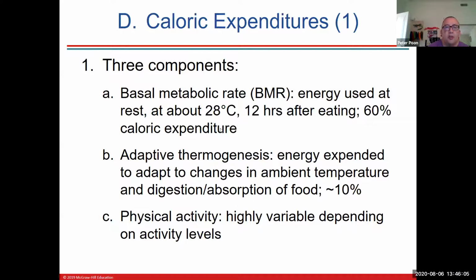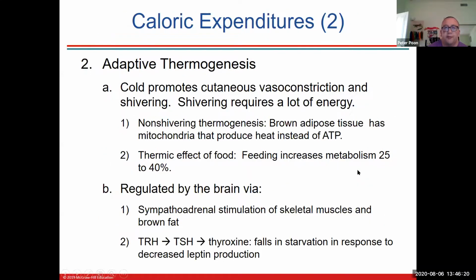Adaptive thermogenesis is energy expended to adapt to changes in ambient temperature and the absorption of food. That's roughly 10%. And then physical activity. Cold promotes cutaneous vasoconstriction and shivering. Shivering is the movement of muscles back and forth, and that burns a lot of energy. Non-shivering thermogenesis: brown adipose tissue has mitochondria that produce heat instead of ATP. Unfortunately, brown adipose tissue is only in really high amounts in newborns.